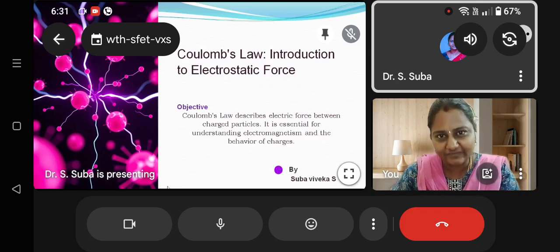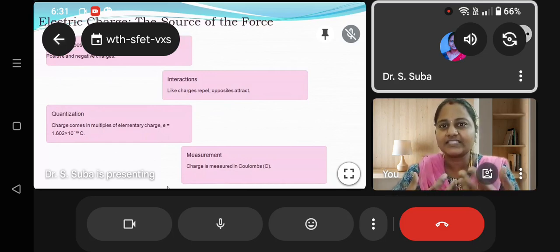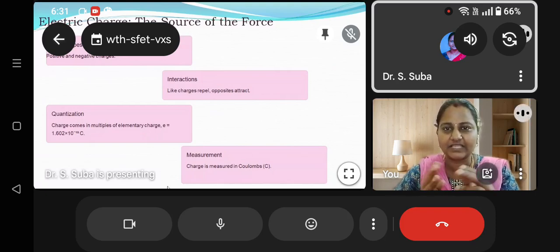So what about charges? The charges have two different types. One is positive and another one is negative. The interaction between charges is that like charges repel, opposite charges attract. Simple. The quantization means the charges come in multiples of the elementary charge, that is 1.602 into 10 power minus 19 coulomb. What is C? Here C is the unit of charge, the coulomb.